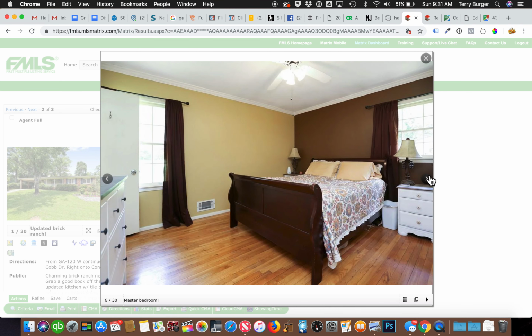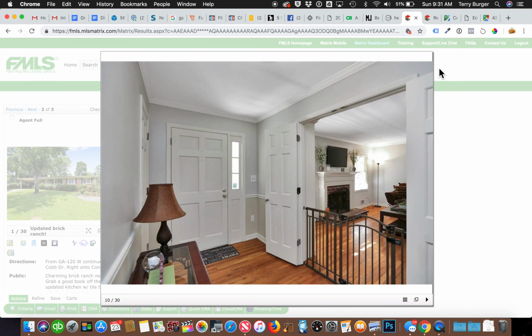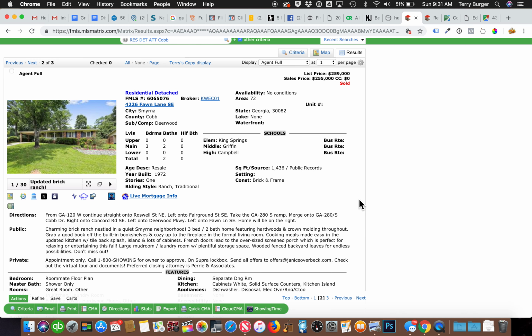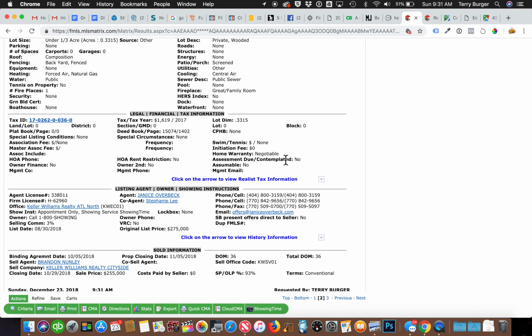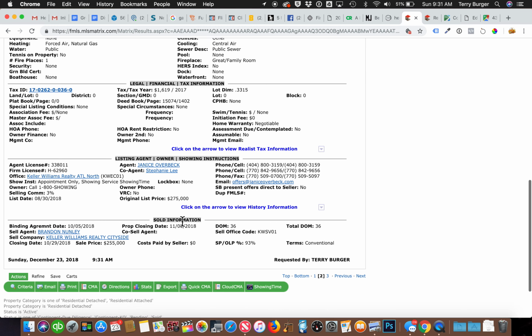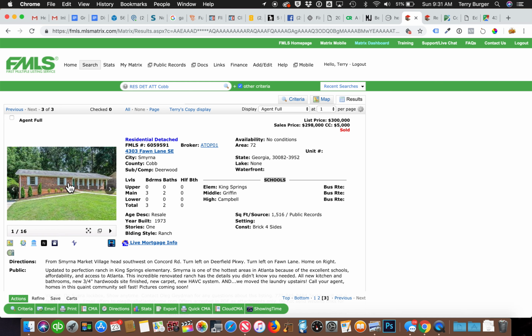Nice little house, and just getting ideas of what this particular house is, and letting my mind fill with what the market is. It's 1,436 square feet. It sold for, looks like, 255,000. It was only on the market 36 days. Okay, and then let's look at this one that sold for 298.